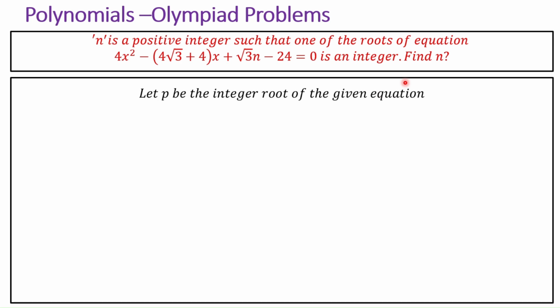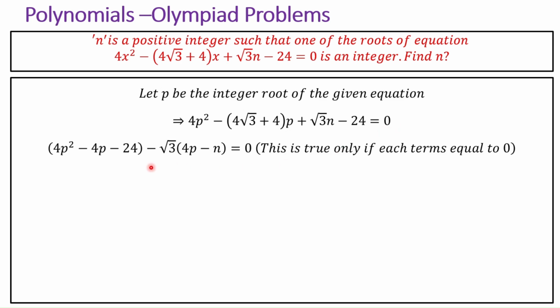Let p be the integer root of the given equation. Let's assume p is the integer root. The first thing we can derive is to substitute x with p and rewrite the equation: 4p square minus 4 square root of 3 plus 4 into p plus square root of 3n minus 24 equal to 0. This is my first equation, right?